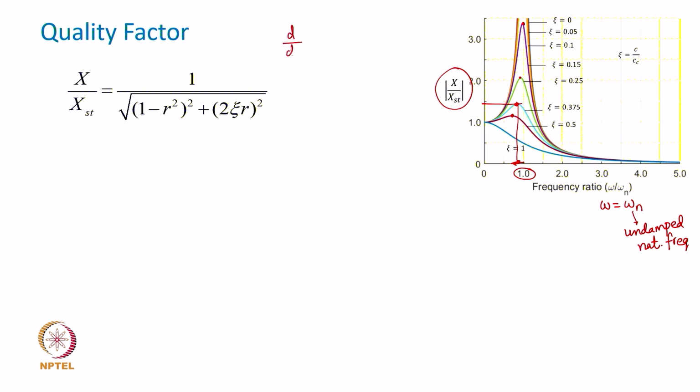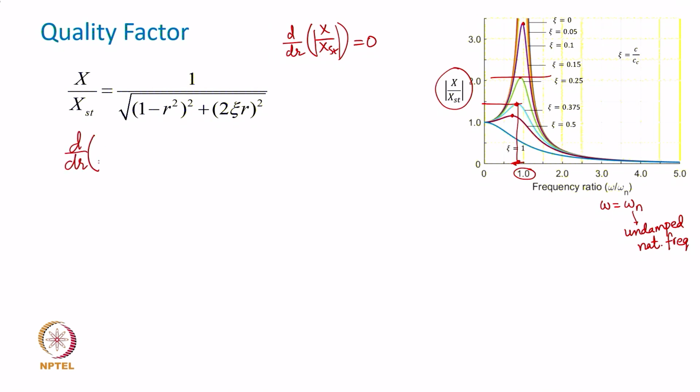So, if I take d/dr of this x over xst and equate it to 0, because that slope has to be 0 at the peak value. Okay. So, if I equate this derivative taken with respect to frequency ratio r to 0 and solve that equation, I will get an expression for r. Okay. So, that part is of course left to you to figure out.